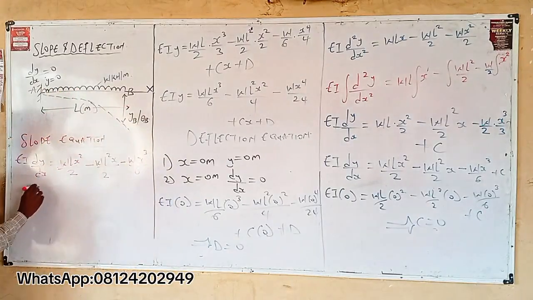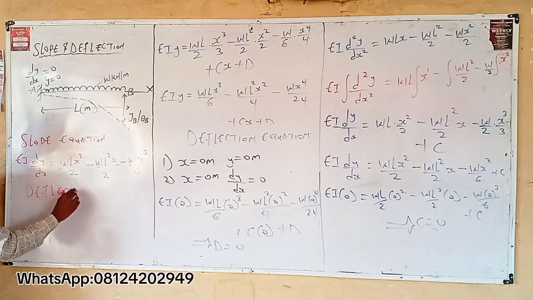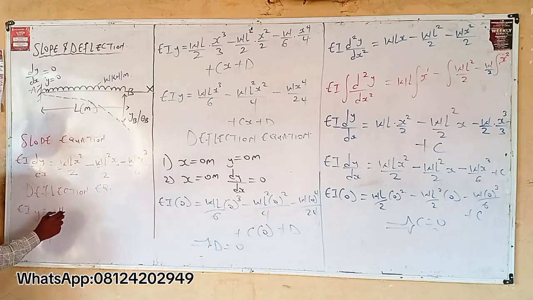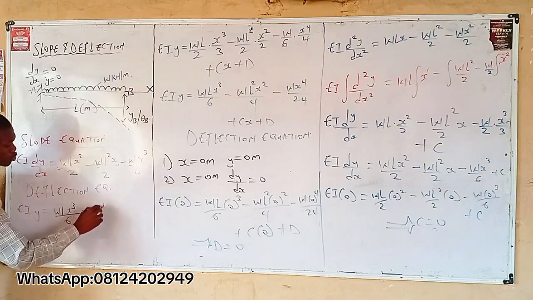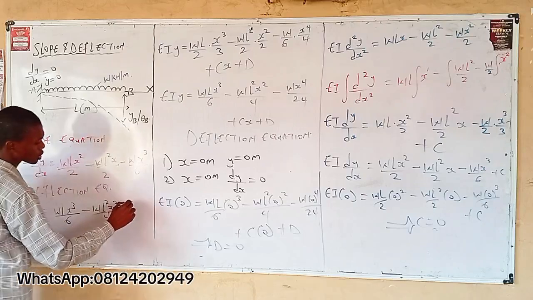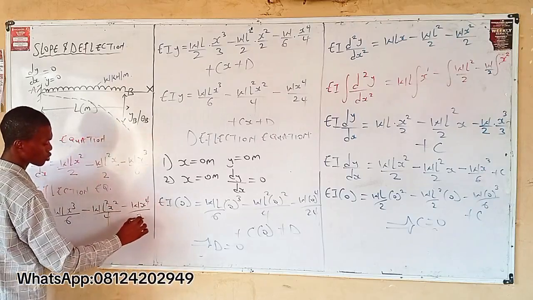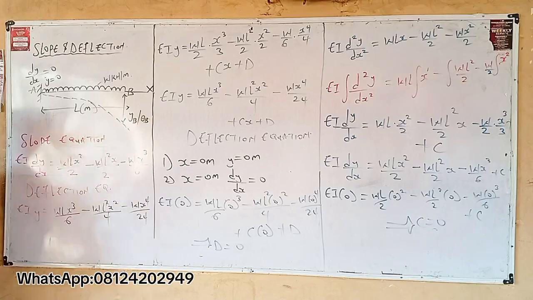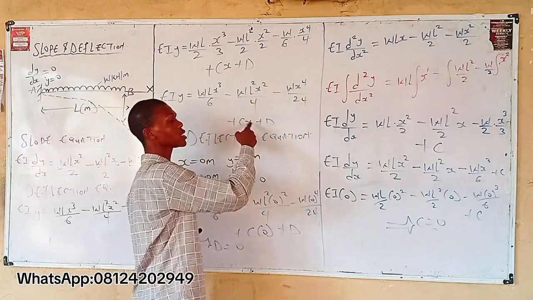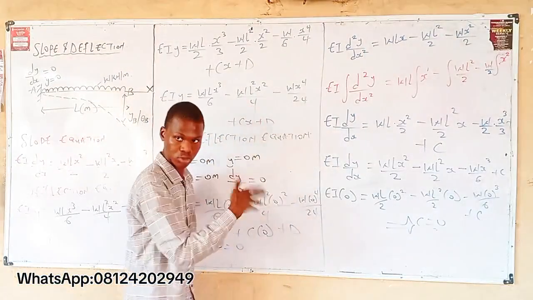Now, the deflection equation. Deflection equation is: EI y is equals to WL x cubed over 6, minus W L squared x squared over 4, negative W x raised to 4 over 24, plus C, and C is 0. 0 times x is still 0. 0 plus 0, this is 0.